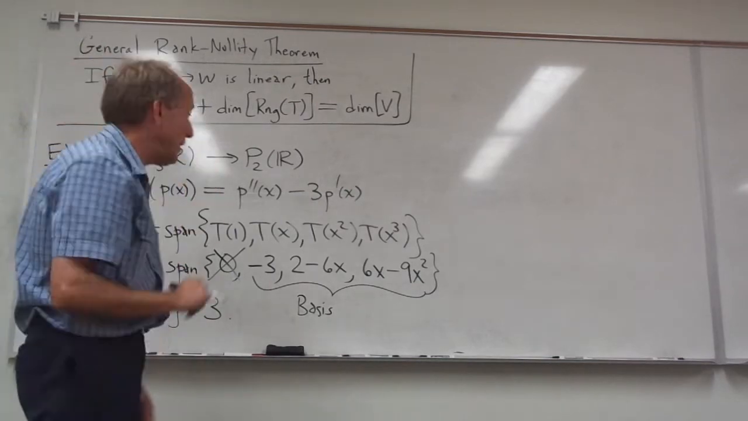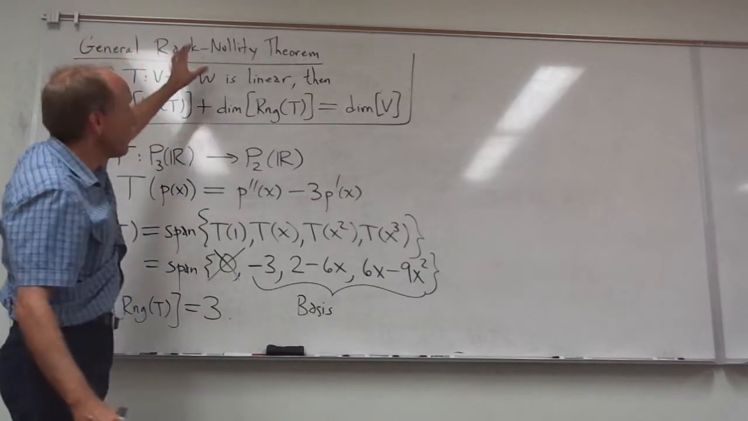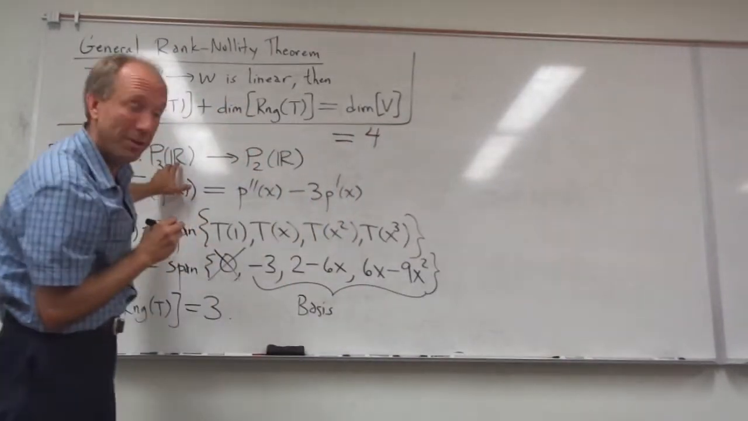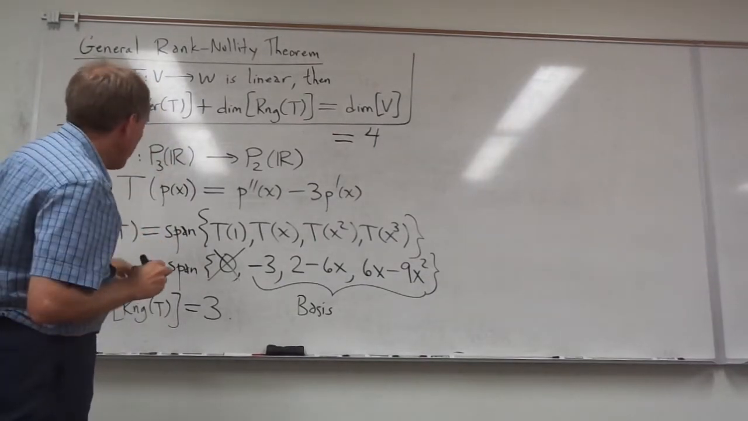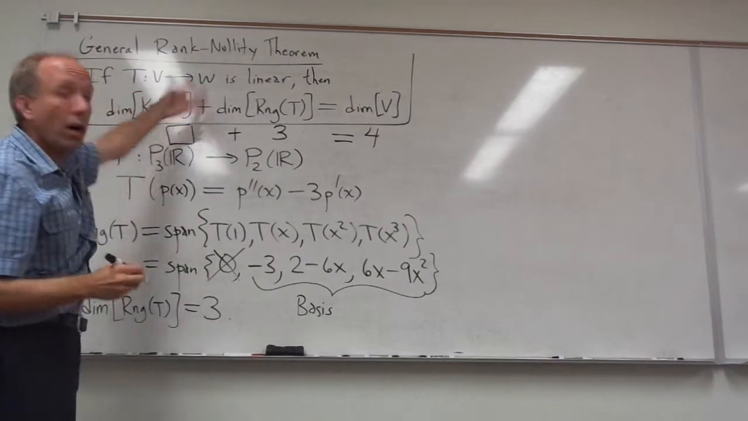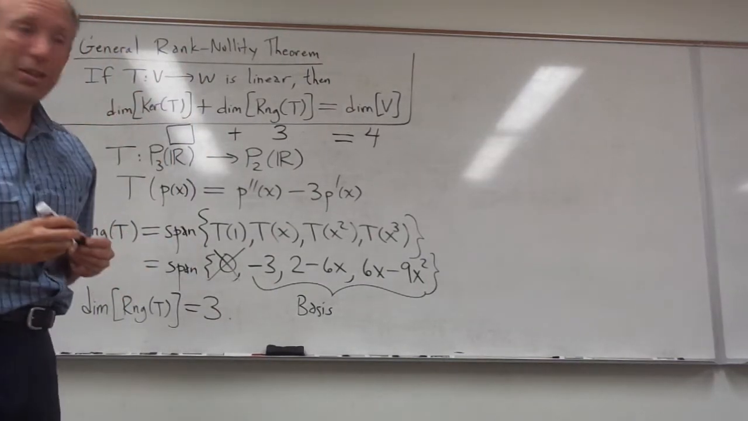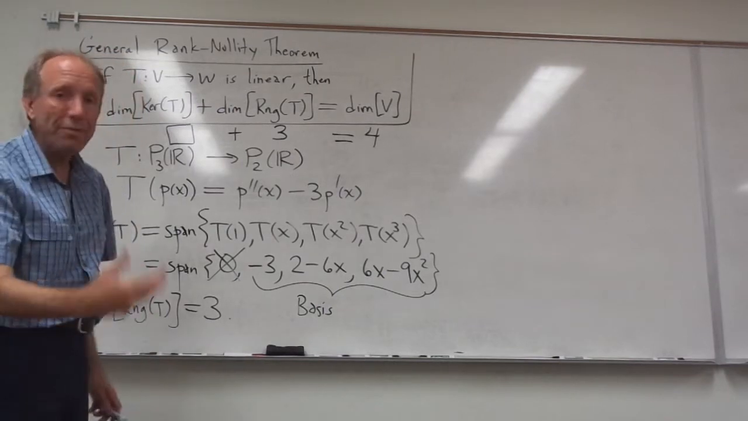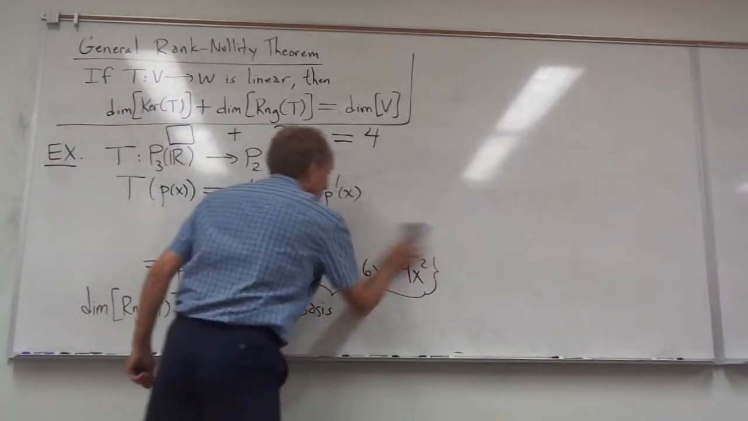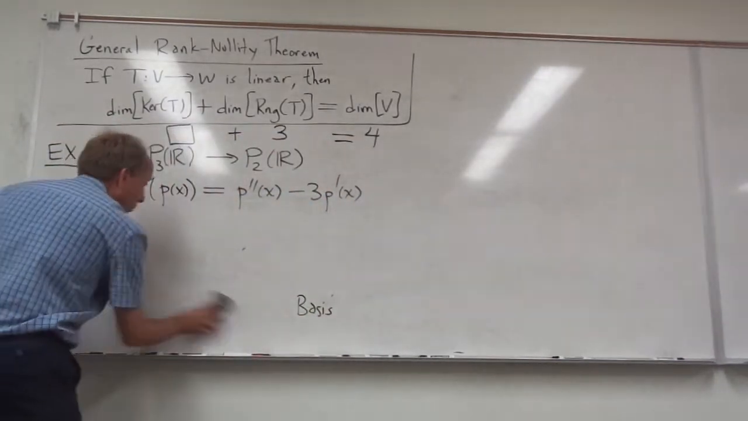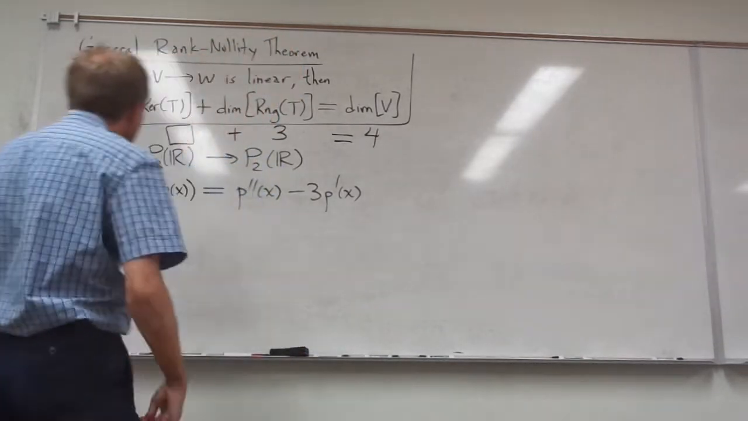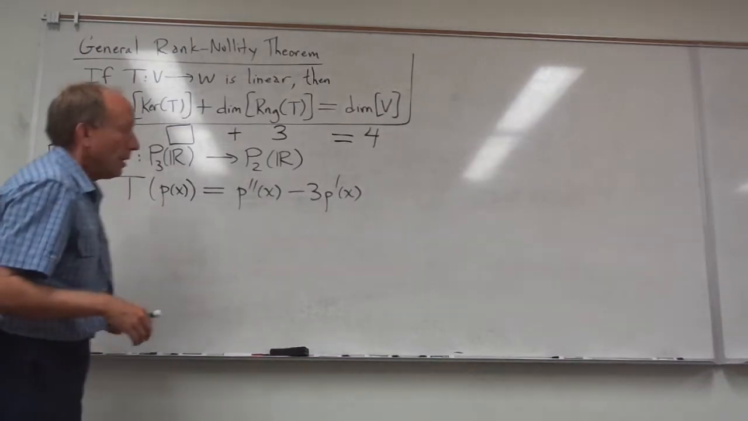So if you believe the theorem at the top of the board, for this example, P3 of R is 4-dimensional, as we know. That's the input space. The dimension of the range is 3. And so we already know that the dimension of the kernel is 1 before we even calculate it. Before we even calculate the kernel, we know that the dimension would be 1. Now, how would you actually come up with that? Let's suppose we wanted to find the basis for the kernel. Well, that's not too hard to do.